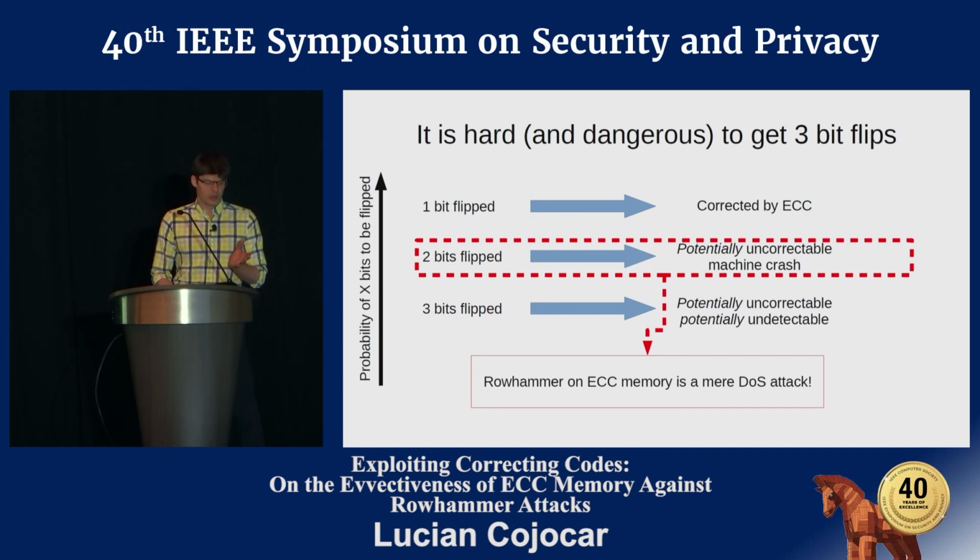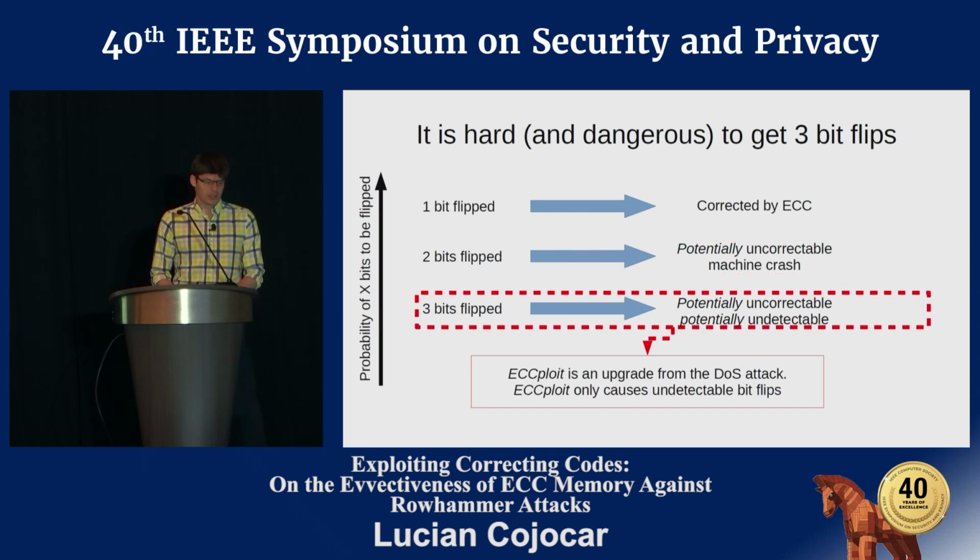And this is our baseline. So ECCploit comes in here and upgrades this denial of service attack to a powerful attack. We managed to cause undetectable bitflips. Thus, these are like silent error corruption, silent memory corruption. Right, so this is what ECCploit does.